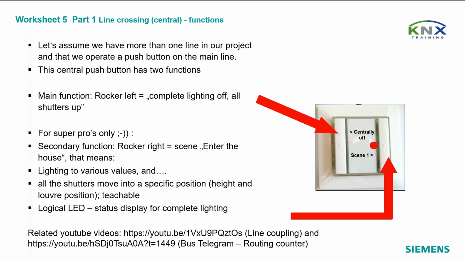Main function, rocker left: complete lighting off, all shutters up. For Super Pros only, secondary function, rocker right equals scene, enter the house. That means lighting to various values and all the shutters move into a specific position, height and louver position, teachable. Logical LED status display for complete lighting.